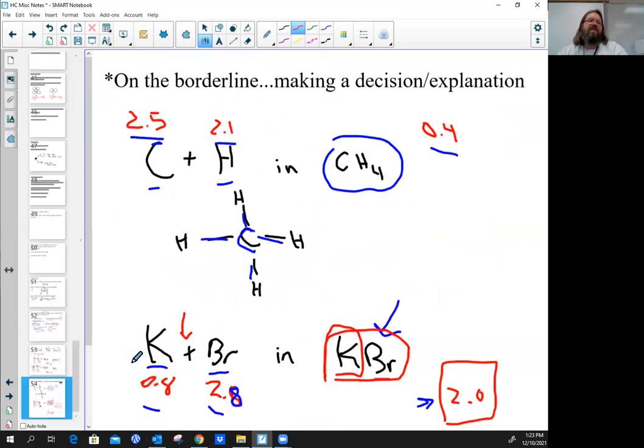So that's kind of the key to this: if it's on the borderline, you've got to make a decision or at least give an explanation. Sometimes the decision is going to be easy, like the case of the KBr. The potassium is a metal, so it's a dead giveaway. That's an ionic substance. We know it must be an ionic bond, okay? So you have to be able to explain yourself in that situation, okay?